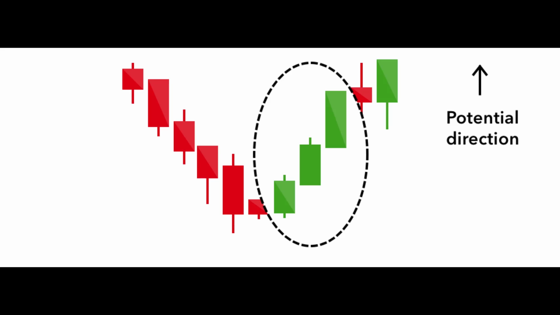Now this candlestick is the three white soldiers. The three white soldiers pattern occurs over three days. It consists of consecutively long green or white candles with small wicks which open and close progressively higher than the previous day. It is a very strong bullish signal that occurs after a downtrend and shows a steady advantage of buying pressure.